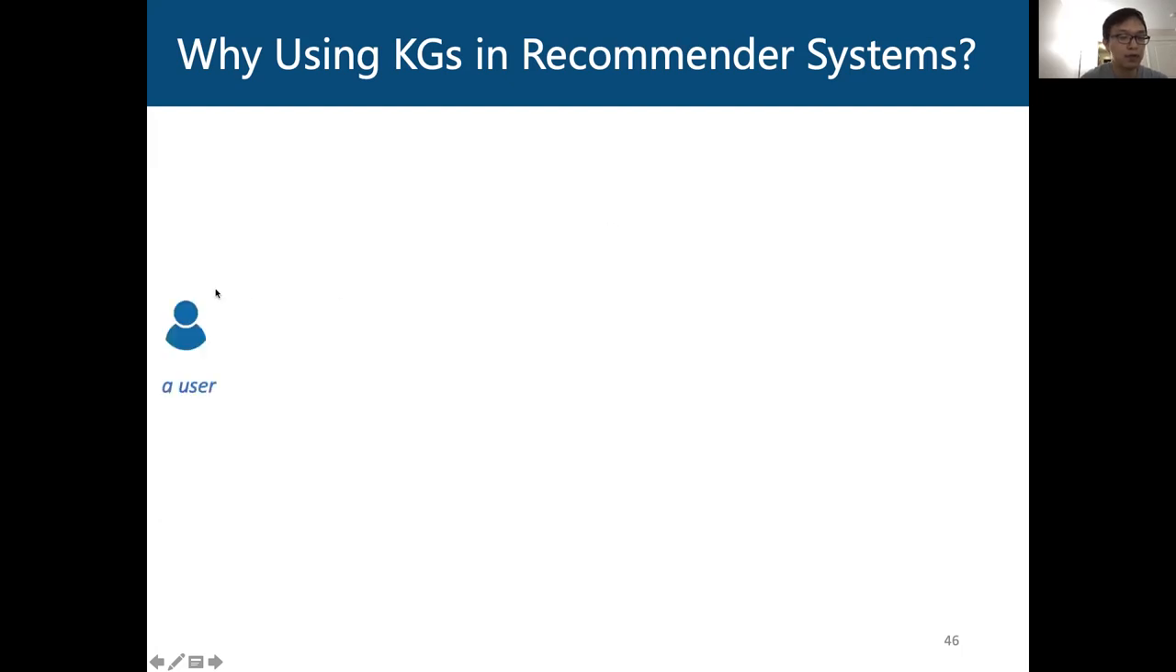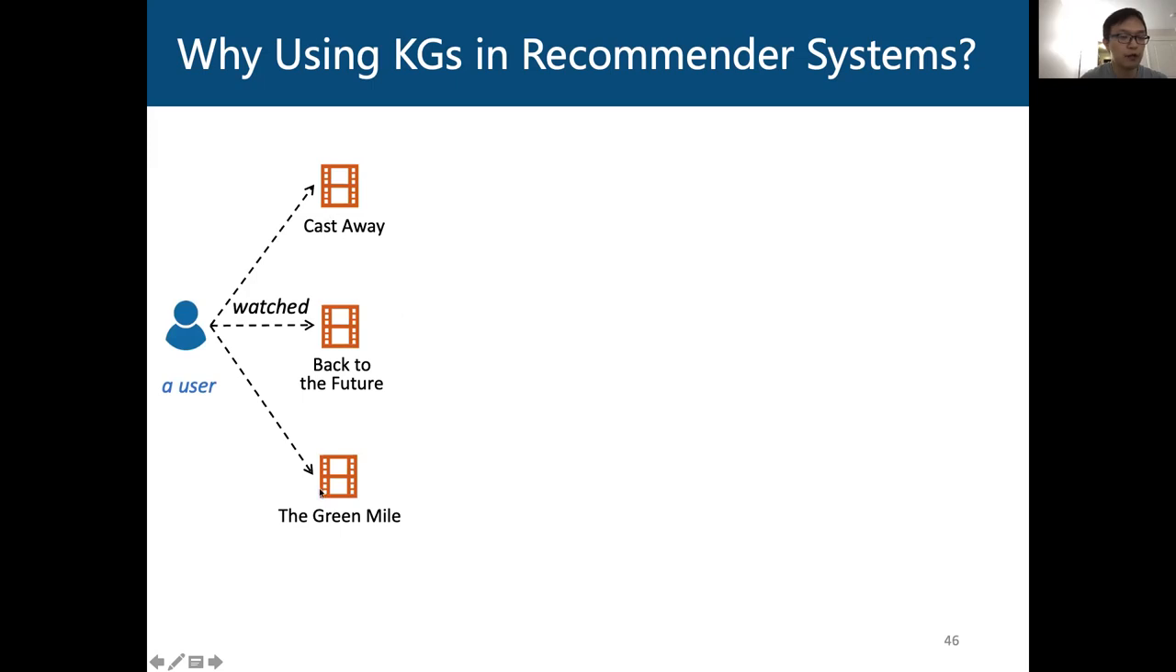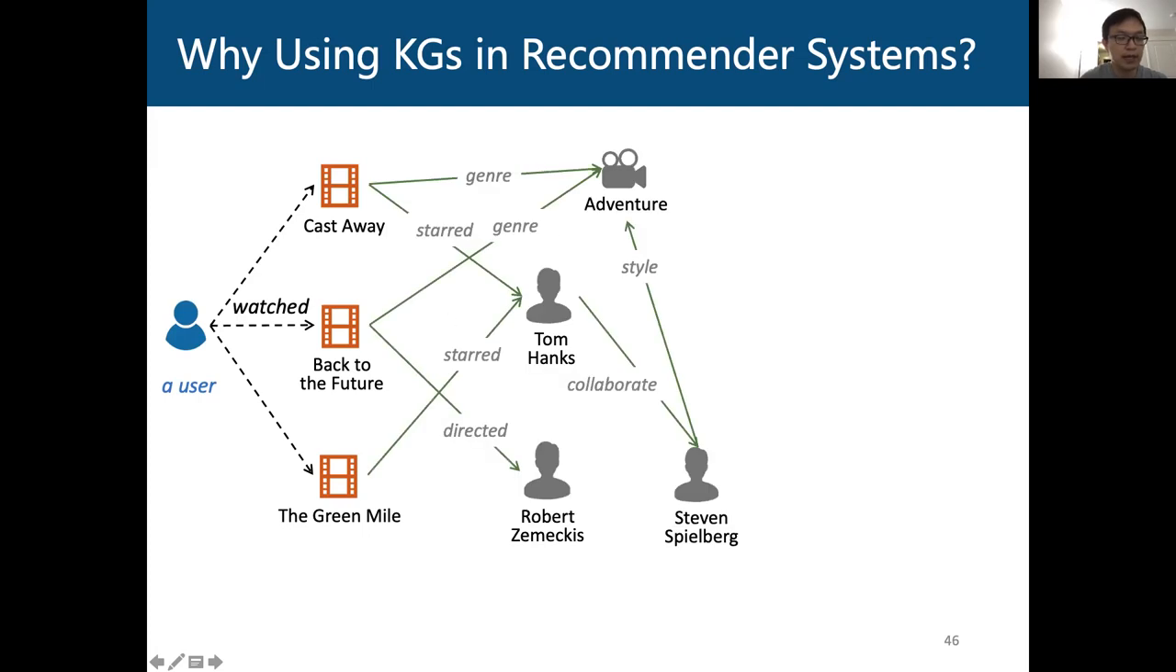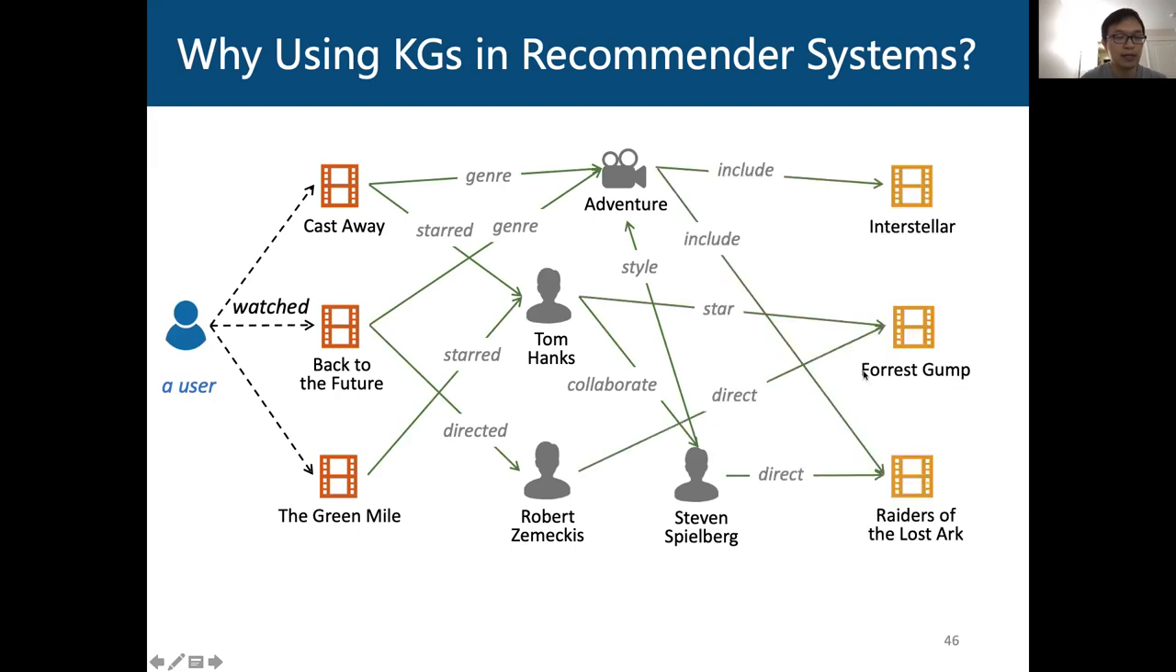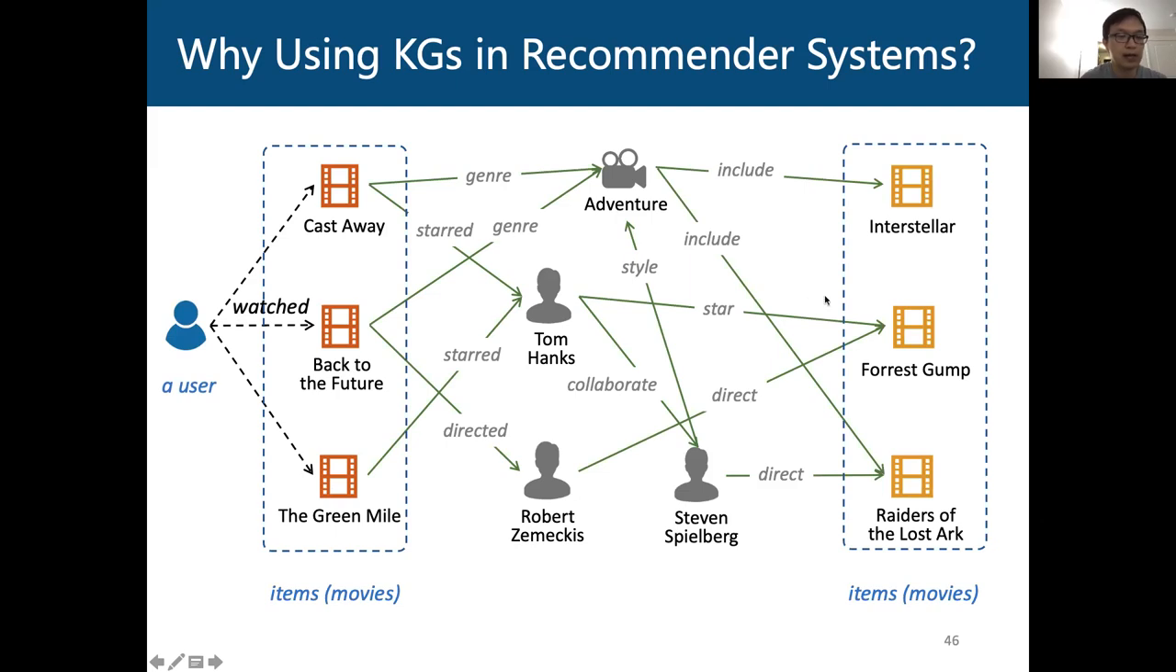Suppose we have a user who watched these three films, and these three movies are connected to these entities in a knowledge graph, and these entities are further connected to these three new movies. So we can see that these two sets of movies are highly connected to each other in terms of this knowledge graph. This example shows that the motivation of using knowledge graph in recommender systems is that knowledge graph can reasonably extend a user's history, which helps us to explore the user's potential interest.